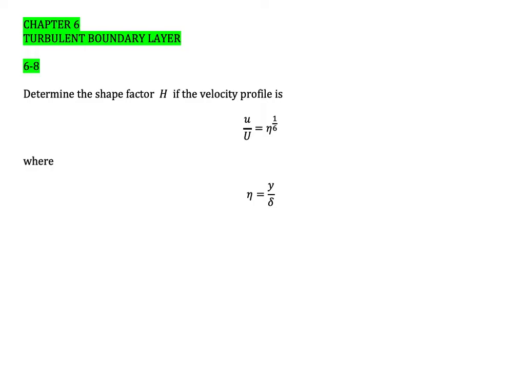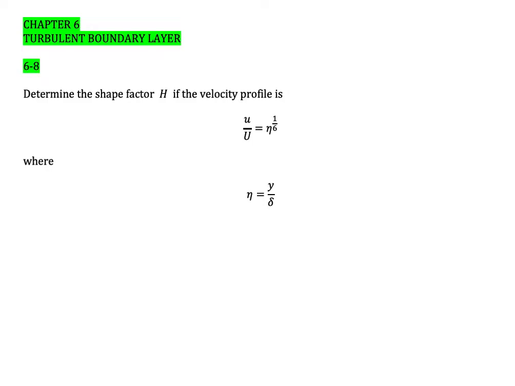So today I would like to share with you our final slide for this course MEMM 1313. This is the final tutorial for chapter 6. It is about the turbulent boundary layer. So we go for this question first.